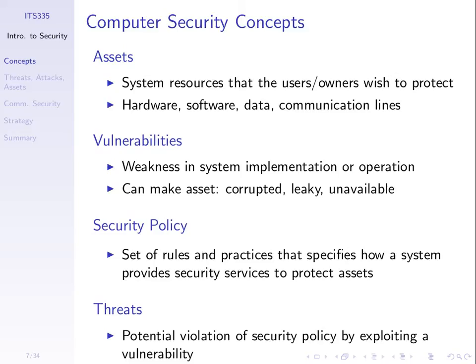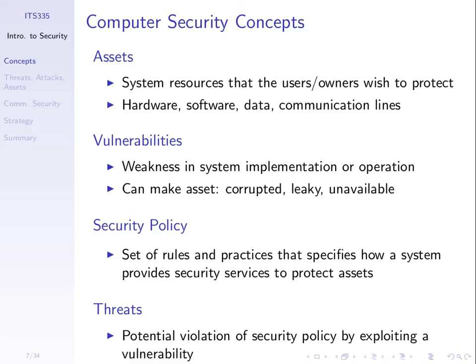We normally want to protect assets. So in a computer system, we have assets, and computer security is usually about protecting those assets. The resources that we want to protect are the assets, and we usually break them into four different types.